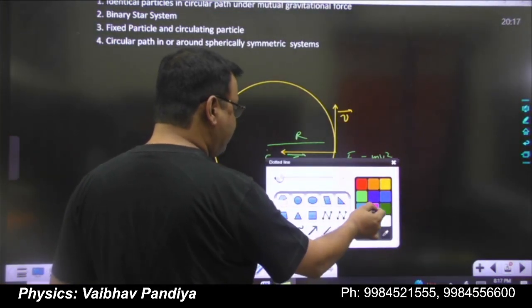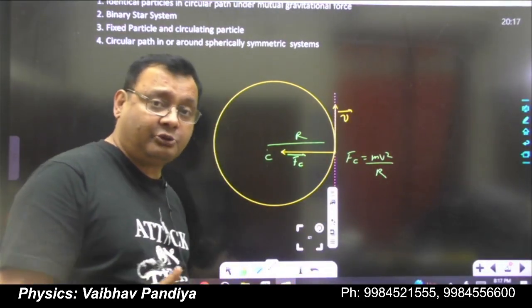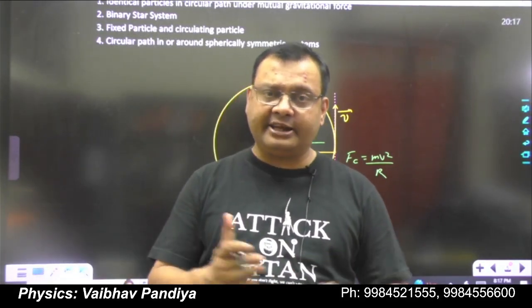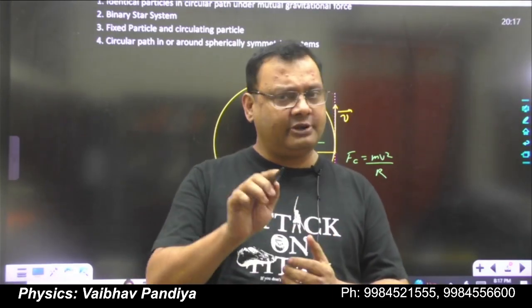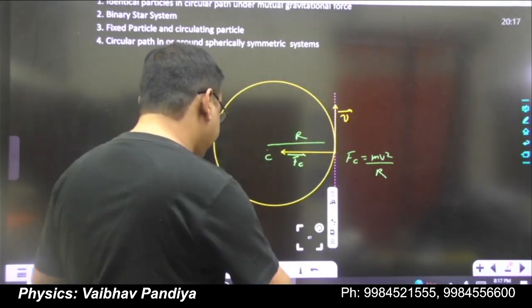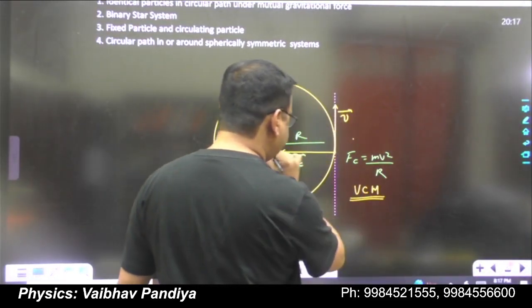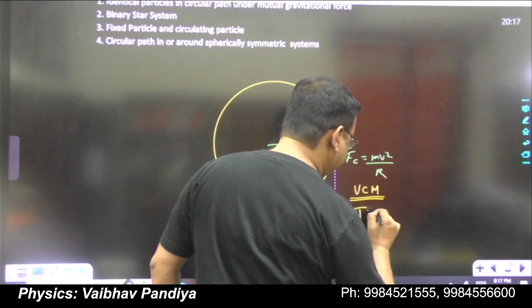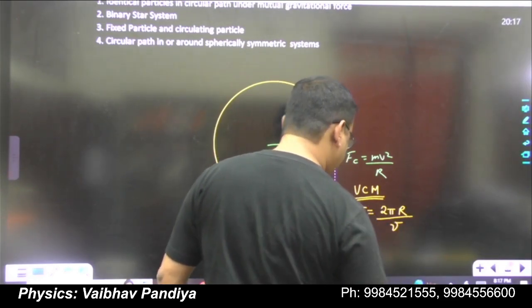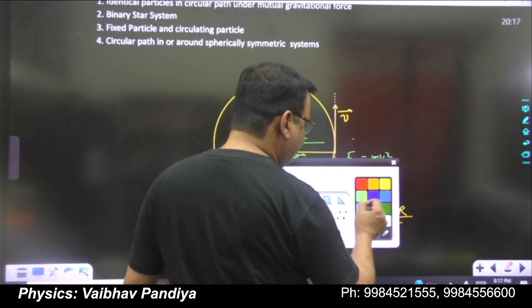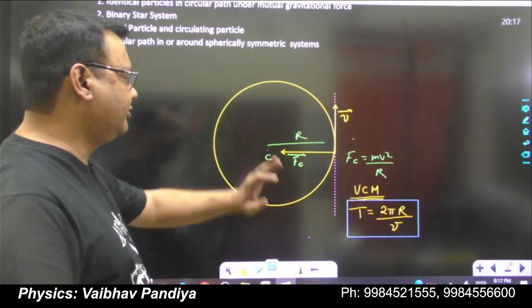There may or may not be a tangential force. If there is a tangential force, the motion would be non-uniform circular motion, the speed will vary. And if there is no tangential force, the motion will be uniform circular motion, it will be moving with a constant speed. In case of uniform circular motion, when there is no tangential force, only centripetal force, we can write the time period, that is the time for one revolution, as 2 pi r divided by the speed v. This formula we can apply when the motion is uniform circular motion.